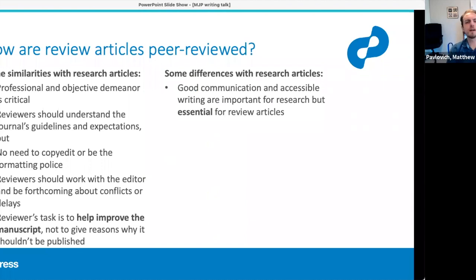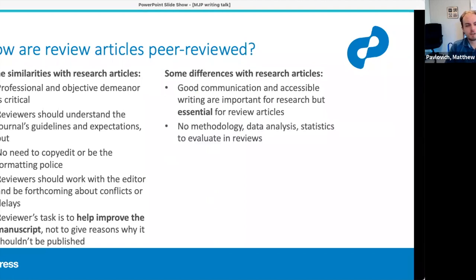Some differences though. Good communication is important for any kind of scientific publication, but it's really essential for reviews because it's all about communication. A research article is really a means to an end of sharing a finding, but with a review, all you're doing is communicating. So make sure that your writing style is clear.